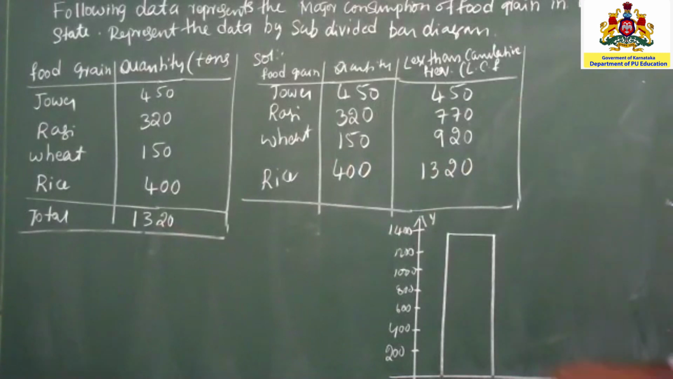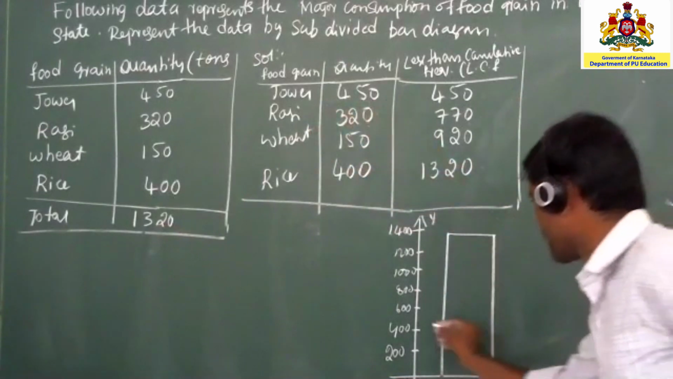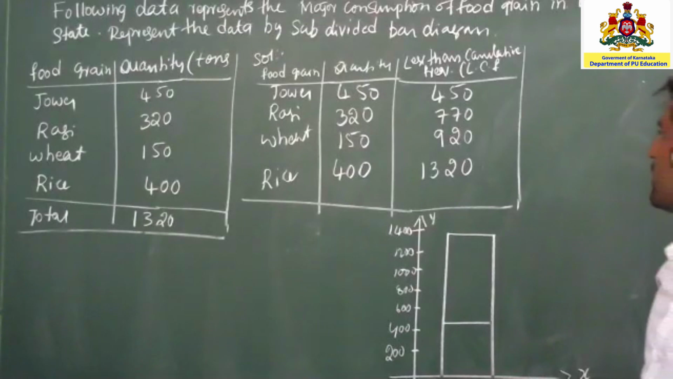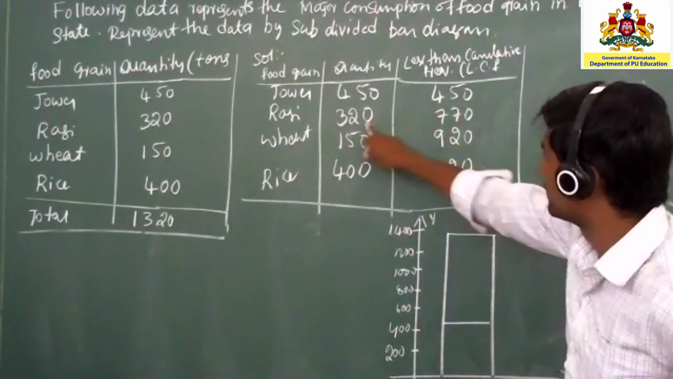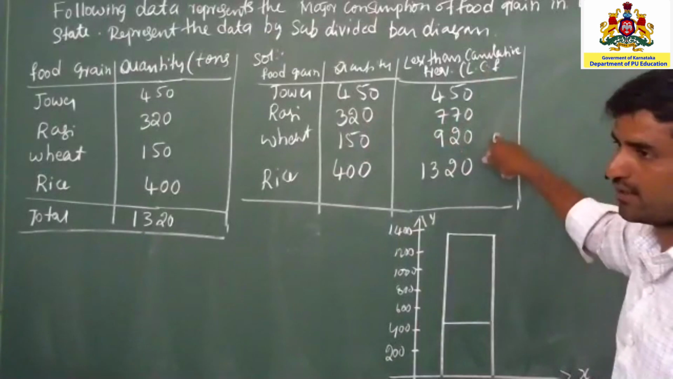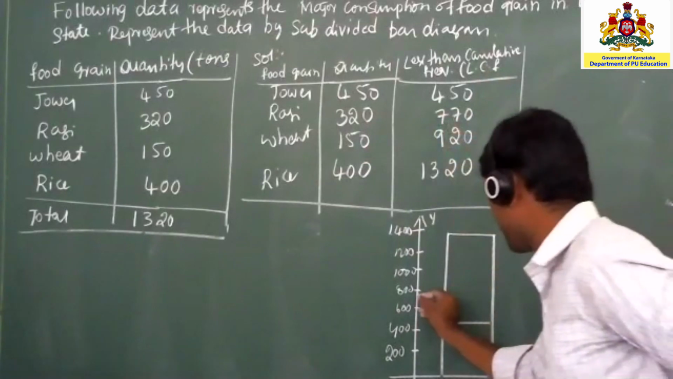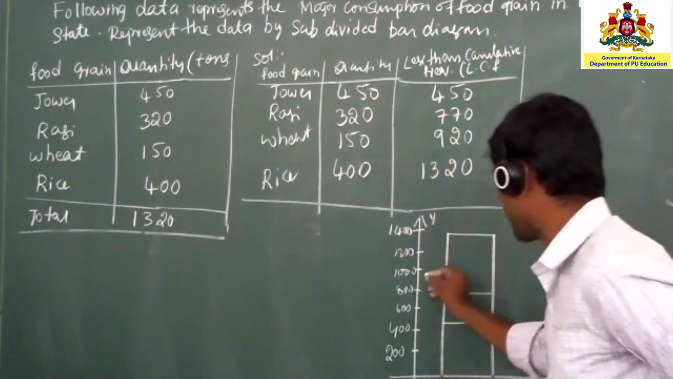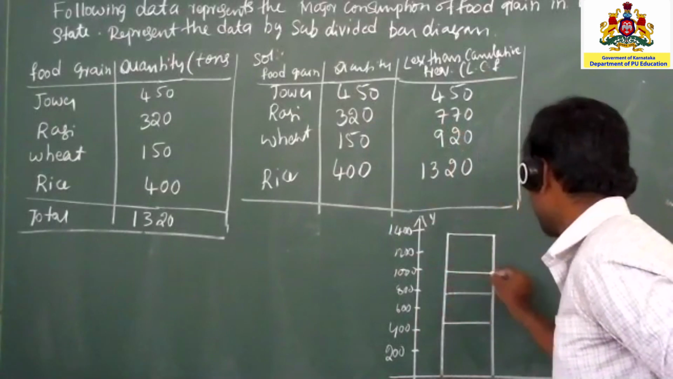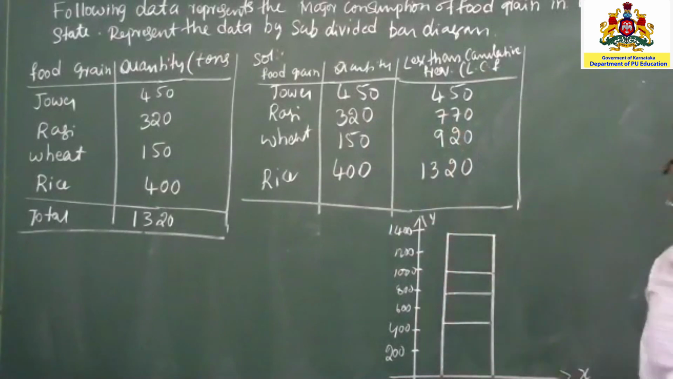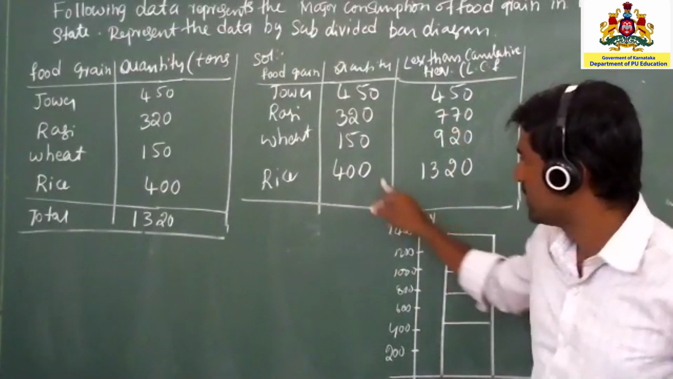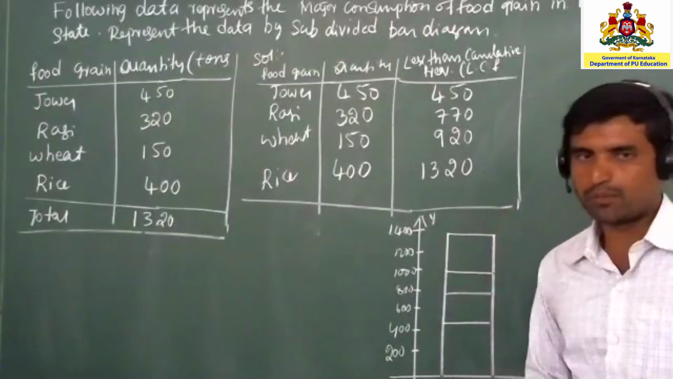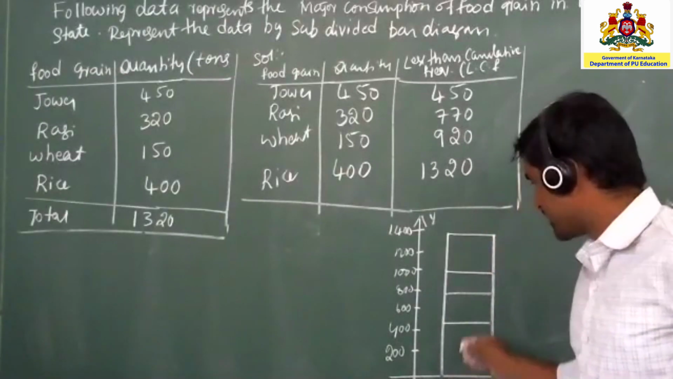Now the first value is the Jowar value 450. So approximately here, 450. And the next one is what? The Ragi value is not this value, but this one. We take the LCF values, right? So 770, approximately here. Next, wheat value 920, and the last value 1320 is already drawn, right? So this is the subdivided bar diagram.